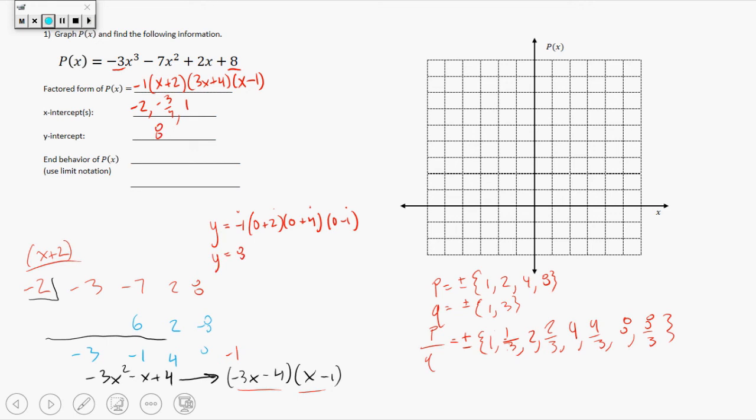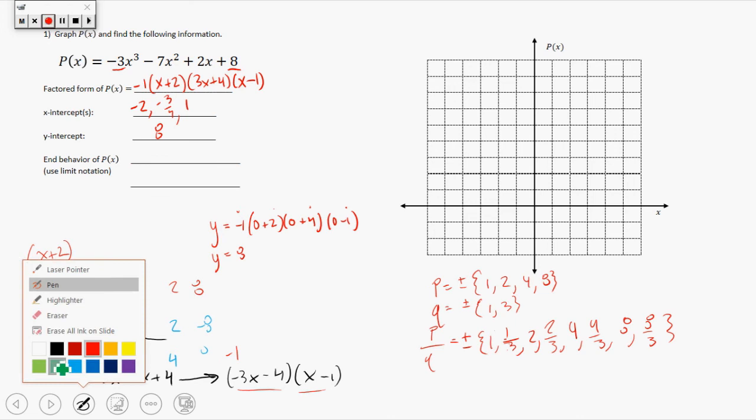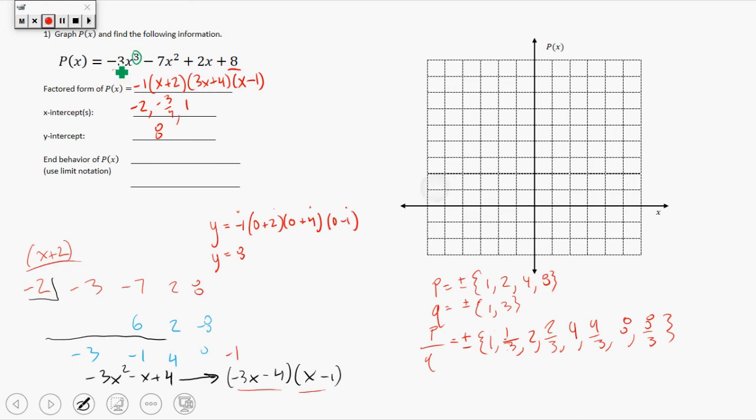And for the end behavior, because we can see that this is an odd degree polynomial with a negative leading coefficient, it's going to do something like this. Just by knowing the degree of the polynomial and whether the leading coefficient is positive or negative, we can state the end behavior. And I'm going to do that in limit notation.